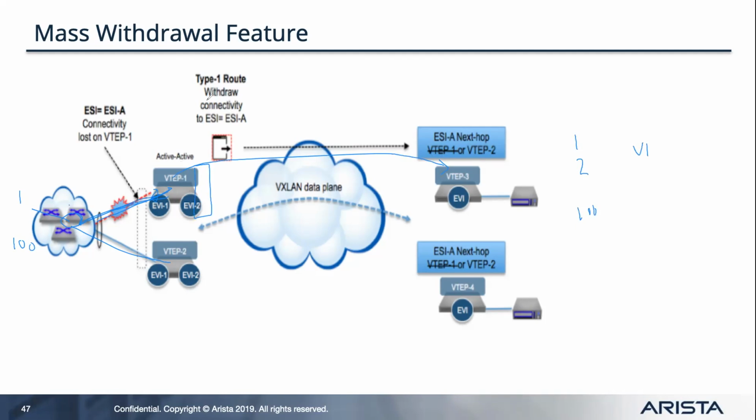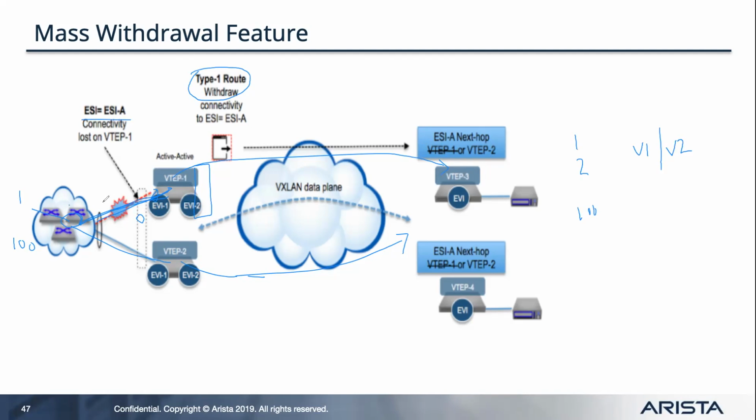Now, as we discussed, you will also advertise a type 1 route from both the VTAPs, the aliasing feature. Because of that, you know that all are connected to the same Ethernet segment. Both the VTAPs are connected to the same Ethernet segment, and this Ethernet segment A is common. So based on that, VTAP 3 will know that to reach all these MACs 1 to 100, it can send packets to either VTAP 1 or 2, because of aliasing plus the type 2 route, type 1 and 2 routes.